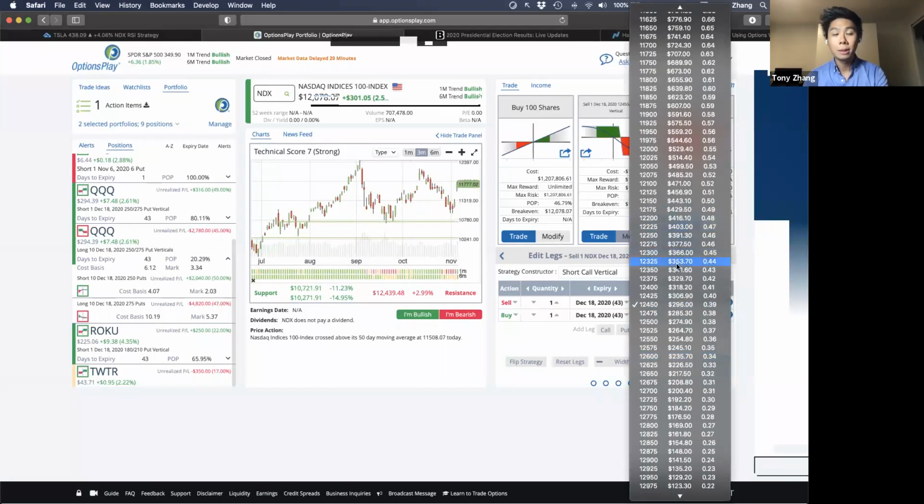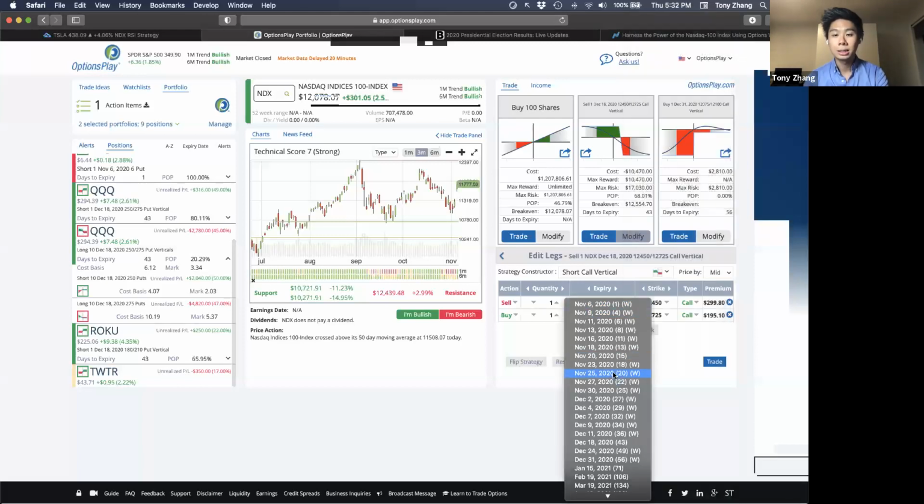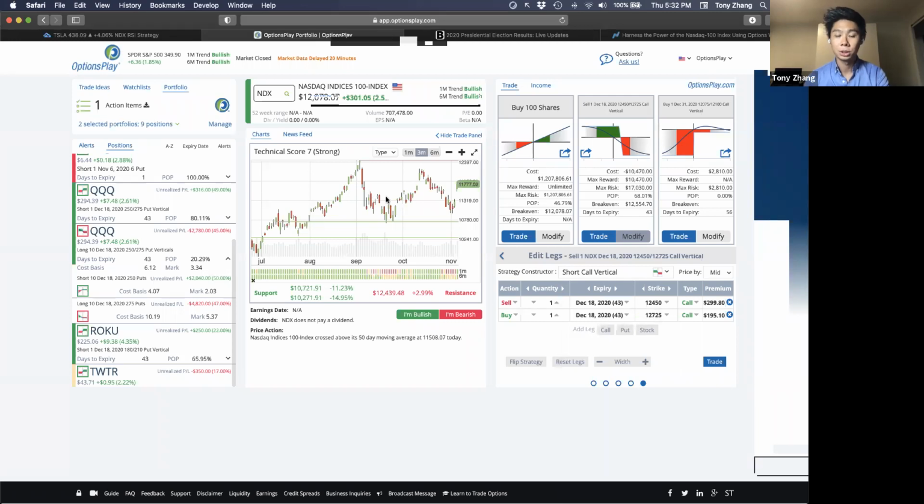You have the full options chain here. If you want to look at all the strike prices, you have the strike, the price, and the delta next to it. So that helps you select your strike prices. And you can select all of the expiration dates from here. This is how you look at the options chain using OptionsPlay.